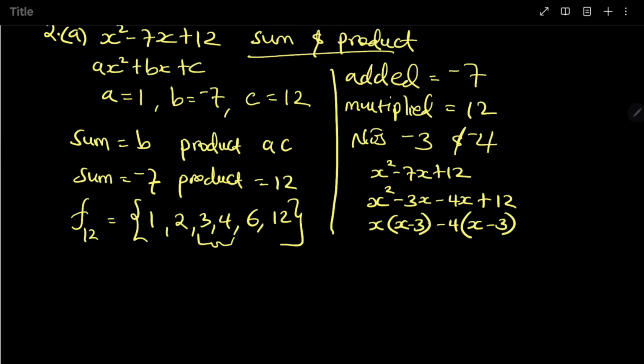Then you realize that x minus 3 is common again. So since it's common again, we are going to factorize it out. So we are factorizing out x minus 3, so that we remain with, if we remove this, only x remains. If we remove this, only negative 4 remains. And this is our final answer of our factorized value.